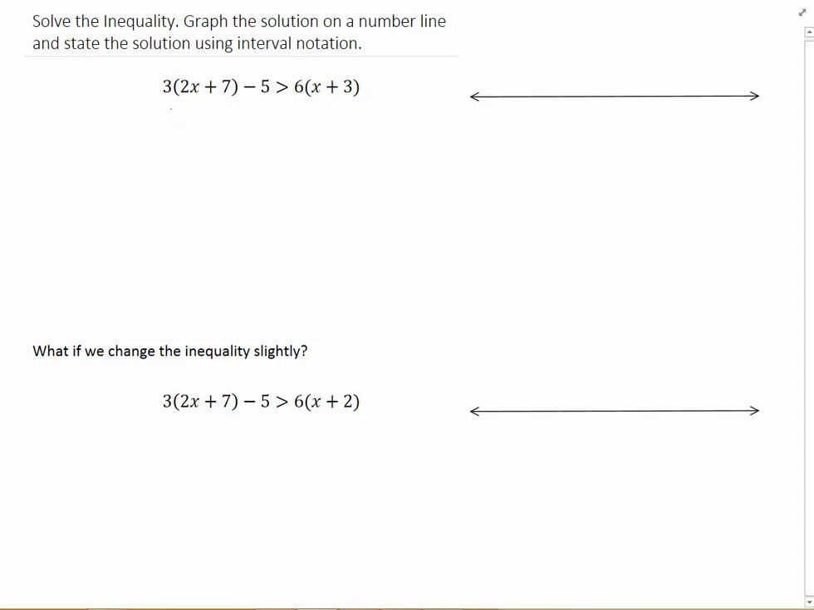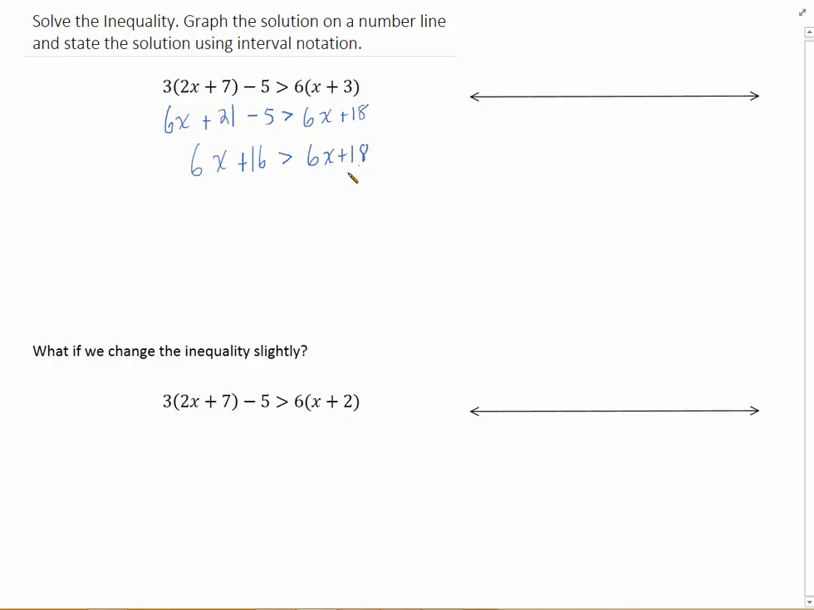So we would then have 3 times 2x is 6x, plus 3 times 7 is 21, still subtract 5, is greater than 6 times x is 6x, and then 6 times 3, so plus 18. I can continue to simplify the left-hand side. 6x plus 21 minus 5 is 6x plus 16, which is greater than 6x plus 18.